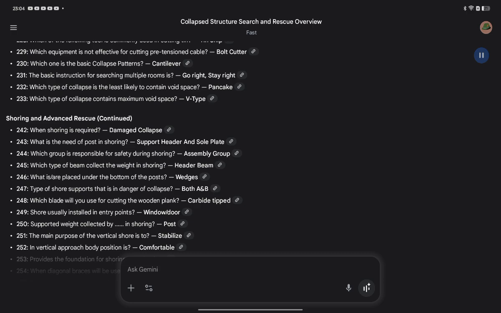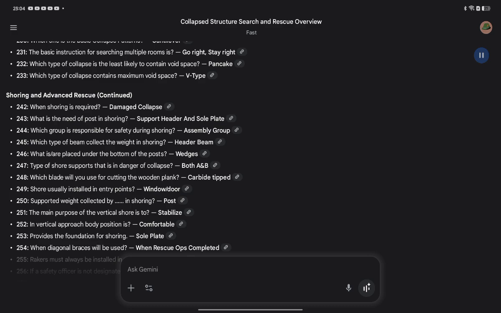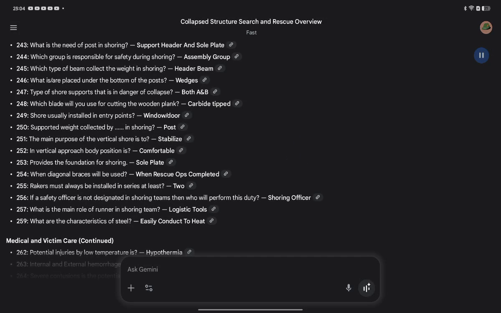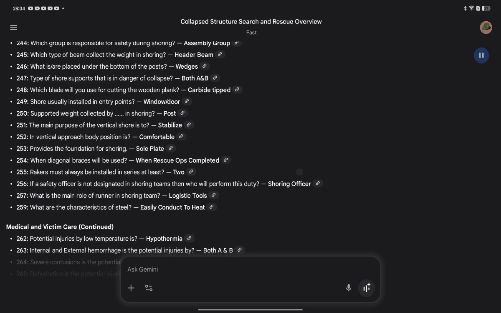242. When shoring is required. Damaged collapse. 243. What is the need of post in shoring? Support header and sole plate. 244. Which group is responsible for safety during shoring? Assembly group. 245. Which type of beam collect the weight in shoring? Header beam. 246. What are placed under the bottom of the posts? Wedges.